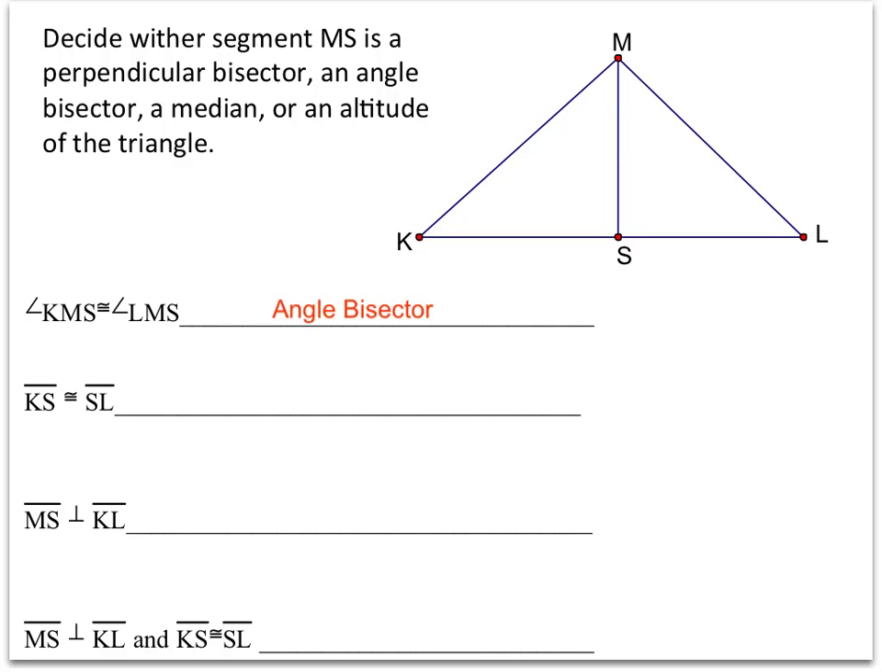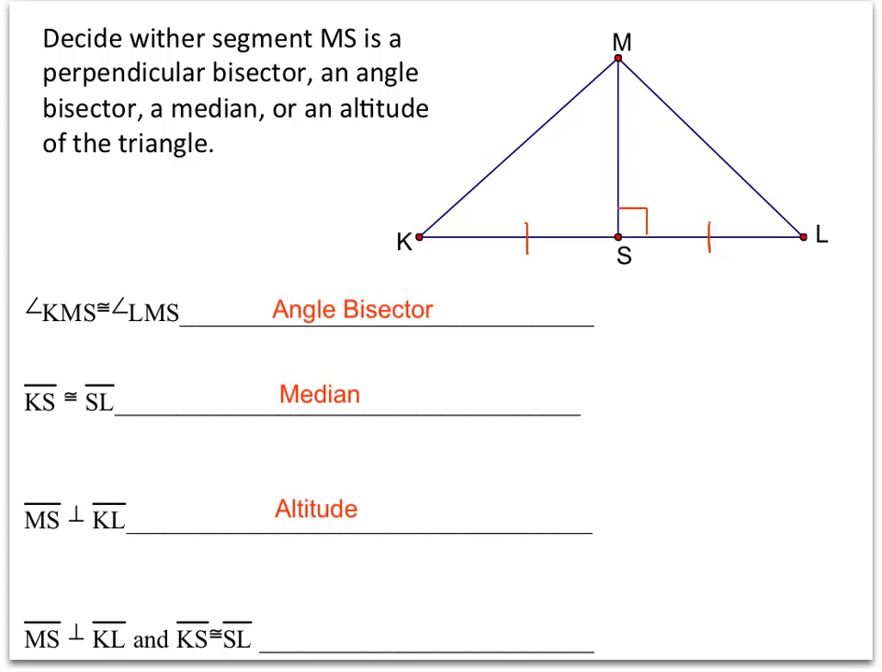In the second one, if KS is congruent to SL, then what we have is that MS meets its opposite side at exactly the midpoint. That makes MS the median of the triangle. Lastly, if MS is perpendicular to KL, so I can draw my little box that indicates perpendicularity, then what we have is MS is one vertex down to the perpendicular of the other side. That's an altitude of the triangle.